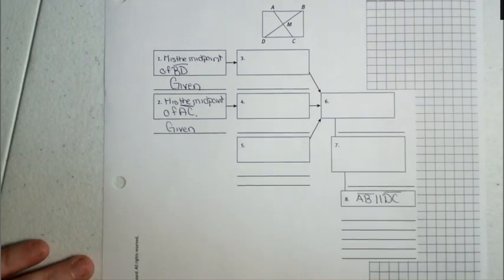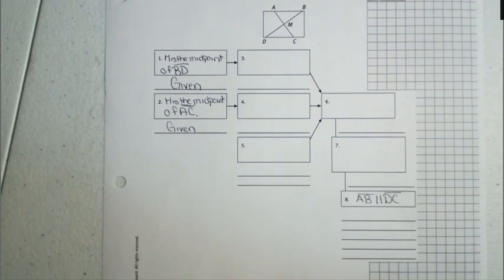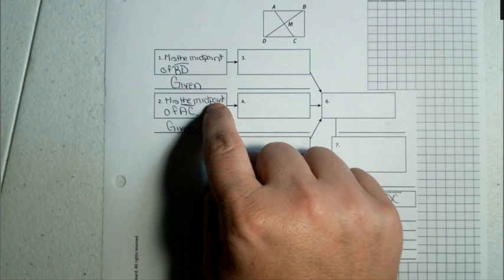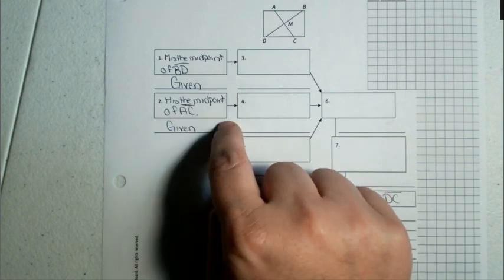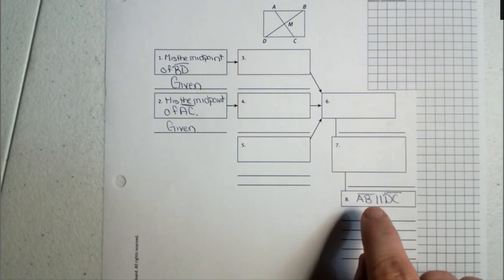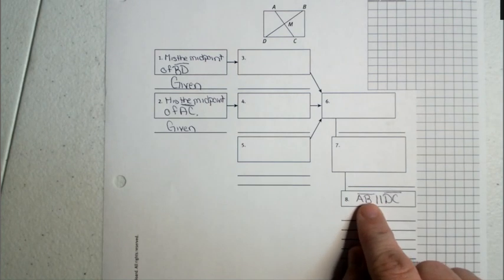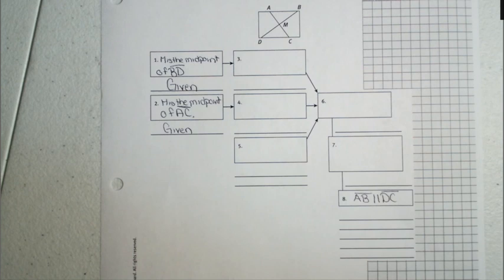I also went ahead and placed those on my flowchart, which is on page 171. It told me to write that in number 1 and 2, but it also told me to write my reasoning as givens. And then it also told me to write this in box 8. On to your debriefing question for this section.